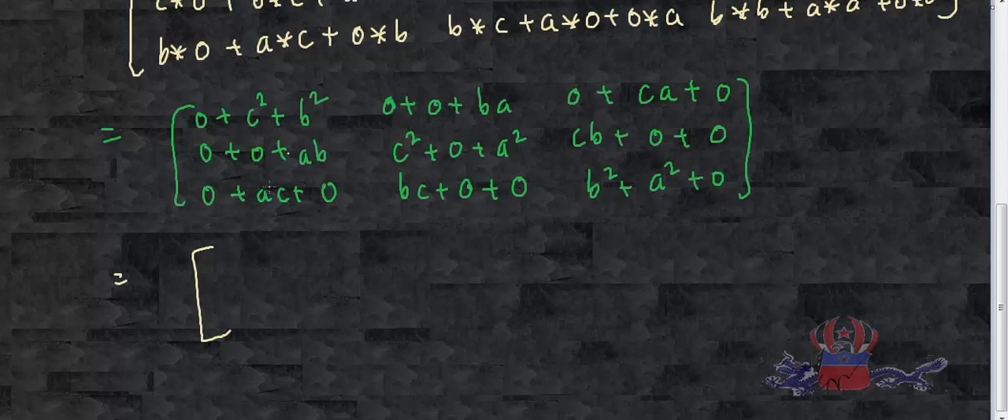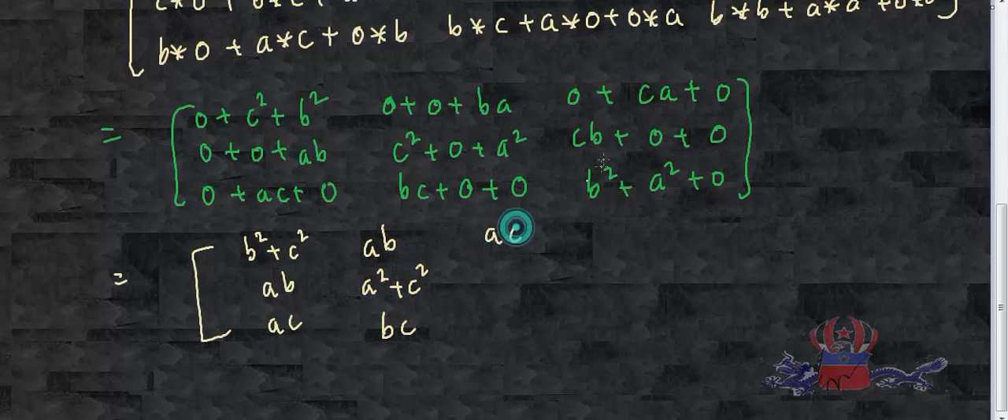Now C squared plus B squared, I would be writing it as B squared plus C squared. So this is going to be AB, this is going to be AC. This I'm going to write as AB. C squared plus A squared, I will write it as A squared plus C squared. BC is okay. CA, I will write it as AC. CB, I'll write it as BC. B squared plus A squared, I will write it as A squared plus B squared. So this is the matrix A squared.